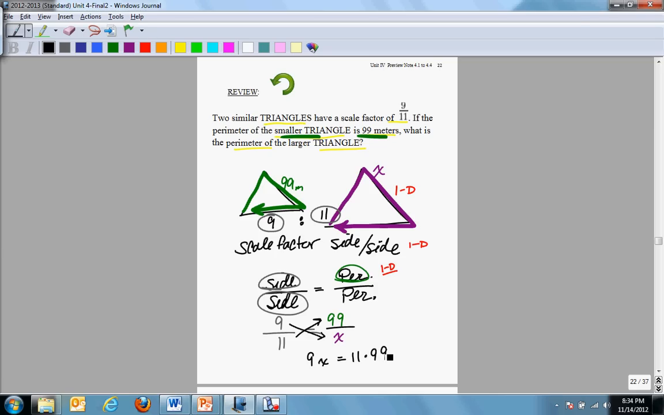Now here's a trick. Rather than actually multiply these things out, we're just going to divide and factor. So we divide by 9. 9 goes into 99 11 times. So now what we end up having is 11 squared, which is simply 121. So the perimeter of the larger is 121 meters.